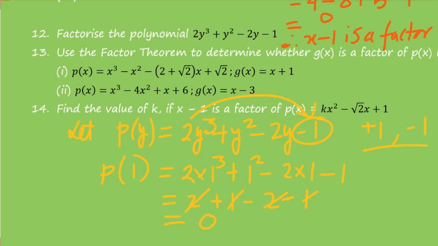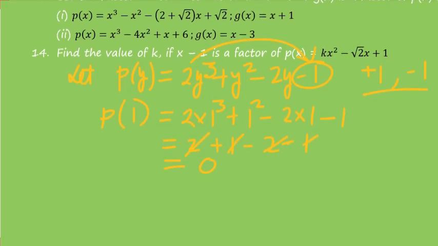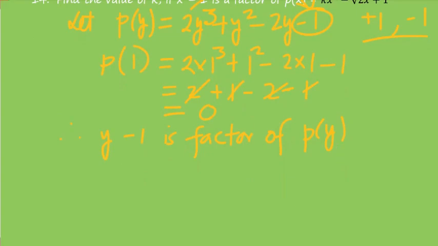And since p of 1 is equal to 0, we can say that y minus 1 is a factor of py, because here the variable is y. So y minus 1 is the factor of py, right? So now we need to factorize this, and you could divide also, and you could do the way that I have shown you right now, but I prefer this one because it takes fewer lines. y square minus twice y minus 1.